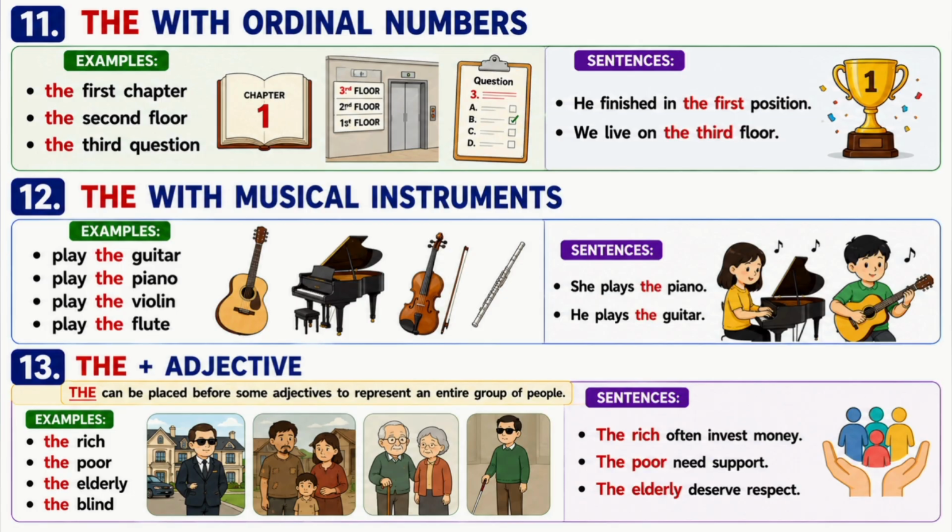Now let's learn the plus adjective. The can be placed before some adjectives to represent an entire group of people. Examples: the rich, the poor, the elderly, the blind. Examples: The rich often invest money. The poor need support. The elderly deserve respect. Here we are talking about the whole group, not one person.